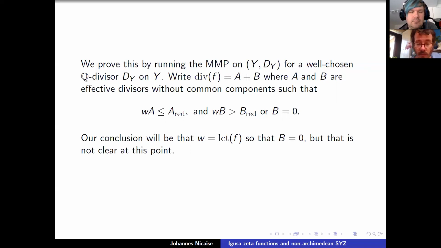Johannes, a question. When you write divisor of F, you're working on the resolution space. No, this is on X. This is really on X itself. Okay. That's right. So I don't consider any exceptional components here. This is really on X. Okay. Yeah, thanks. That's a good question.